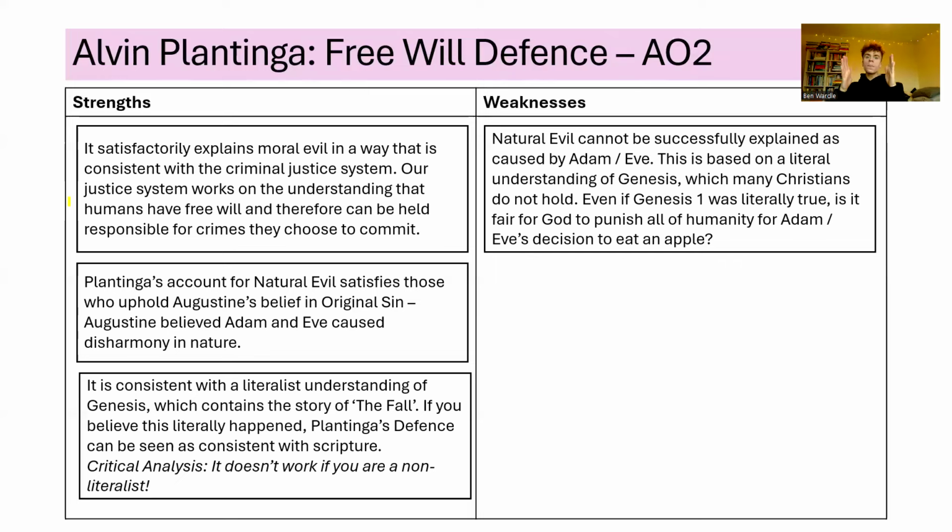Now, remember, for Plantinga and for Augustine, they wouldn't be saying God chose to punish us. They would be saying that he's just not prevented the necessary consequence from playing out. So it's not that God's then chosen to punish us, it's that he's then been a bystander and allowed that disharmony to occur. And as a result, natural evil continues to occur.